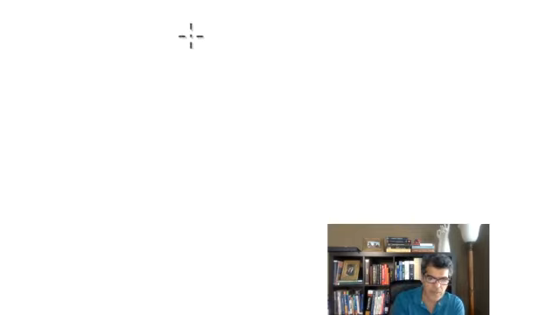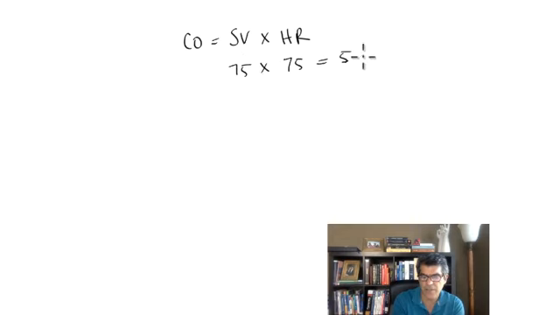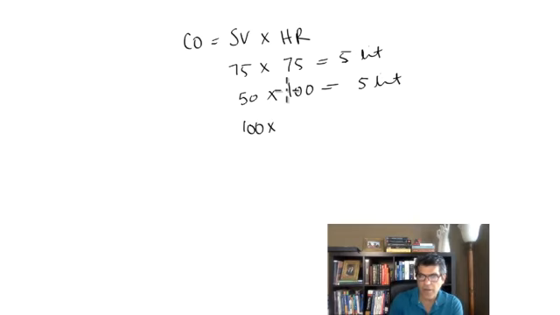Let's take a look. We said cardiac output is equal to stroke volume times heart rate. In a normal situation, we said we have around 75 times, let's say 75, we have around 5 liters of cardiac output. If my stroke volume goes down to 50, then I have to increase my heart rate to achieve this 5 liters of cardiac output. If my stroke volume goes up, then I don't need to have a very high heart rate. I can bring my heart rate down to keep 5 liters.